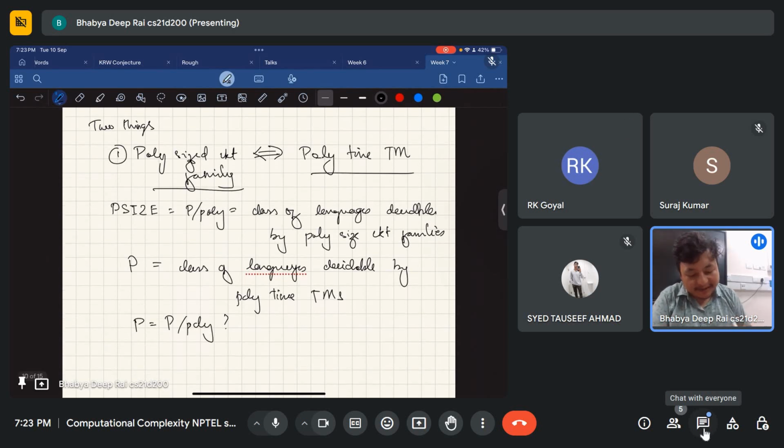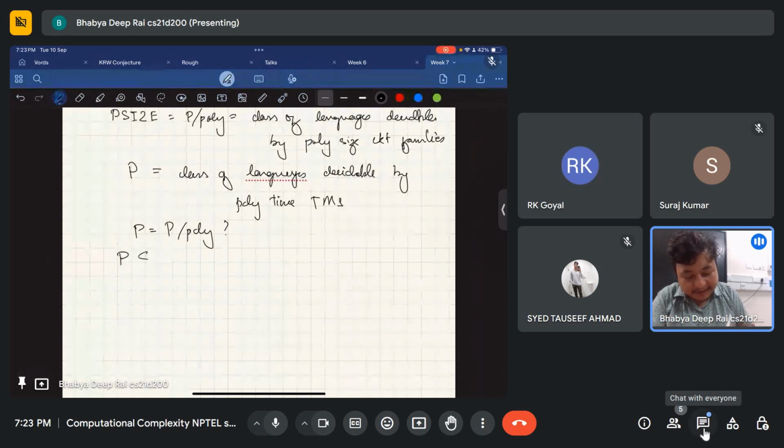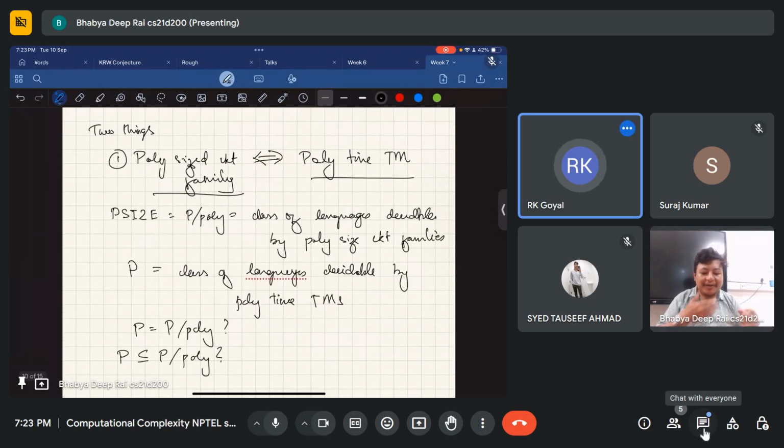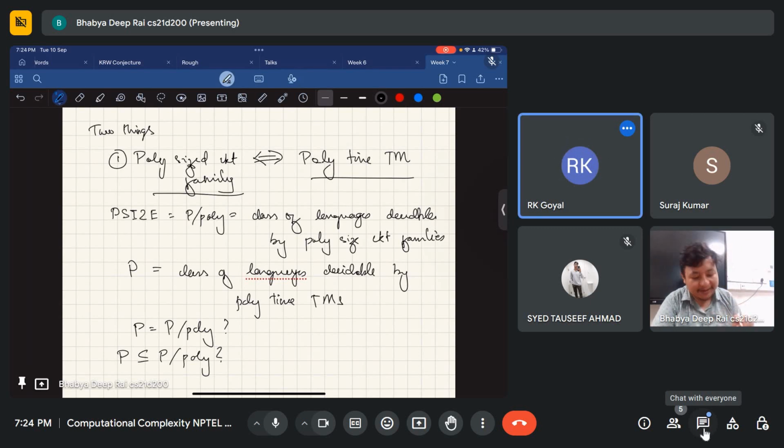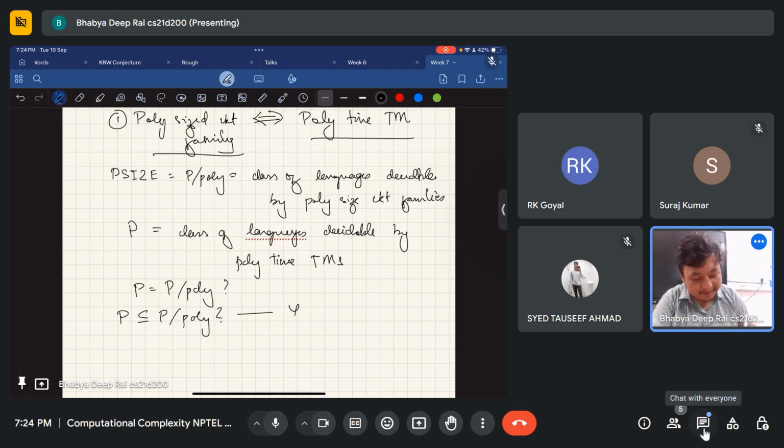Okay. First direction. Can I say P is contained in P/poly? That seems to make sense. Any language that a polynomial time Turing machine decides, can it also be decided by polynomial size circuit families? Yes, definitely. We just saw how, by Cook-Levin. The fact that such a circuit family exists is itself enough.